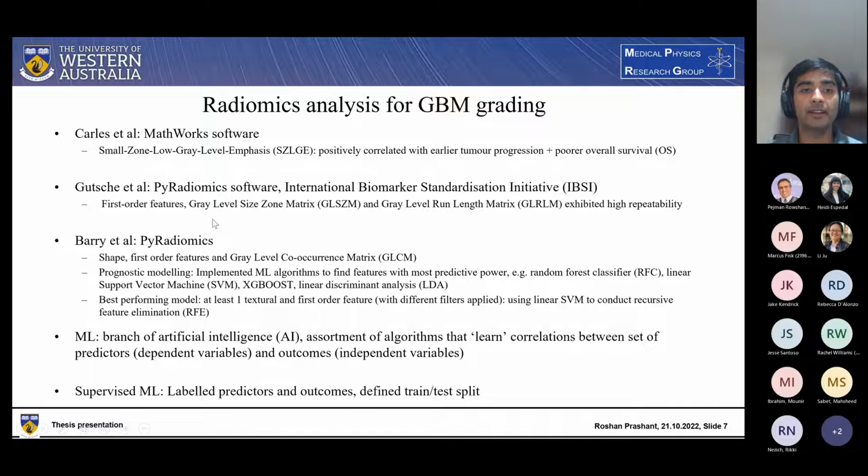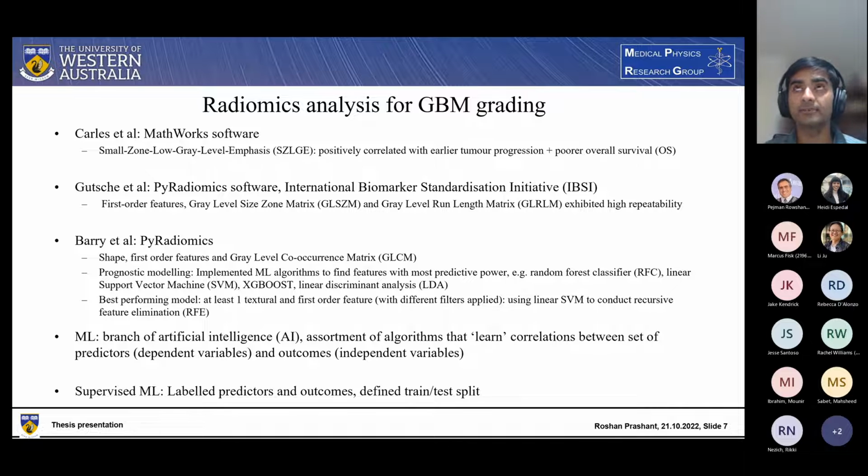Another study by Barry et al., this is actually Nathaniel's paper from last year, also implemented a similar methodology using PyRadiomics as well. And the finding from this study was that the shape first-order features and GLCM features exhibited high repeatability. This paper also conducted an analysis of prognostic modeling by implementing a suite of machine learning algorithms to find the features with the greatest predictive power.